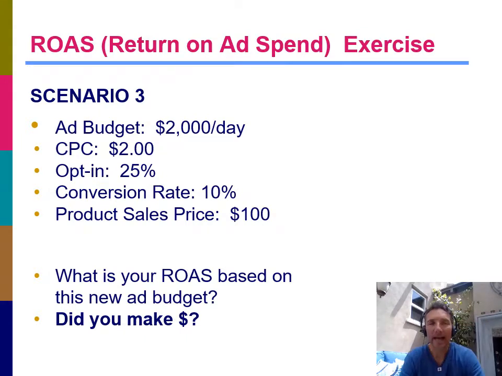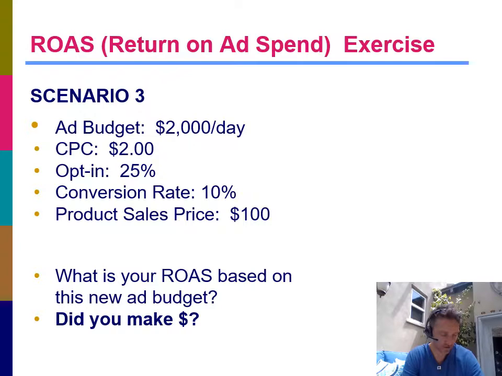Okay, so I'm back. Let's go ahead and crunch our numbers. You had an ad budget of $2,000. Your cost per click was $2. So 2,000 divided by 2, you're going to generate 1,000 in traffic. Your opt-in rate is 25%. 25% of that 1,000 is going to be your leads. 25% of 1,000 is 250 leads.